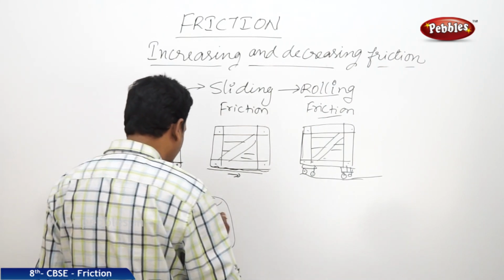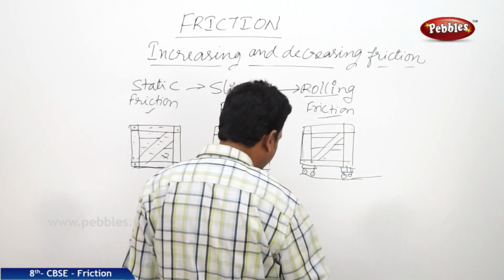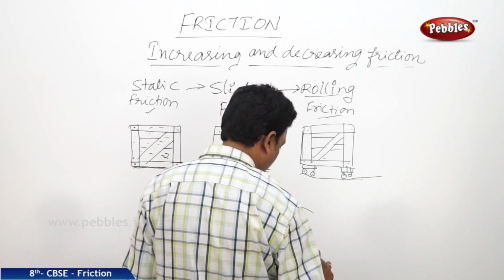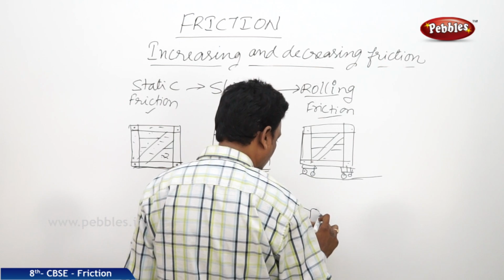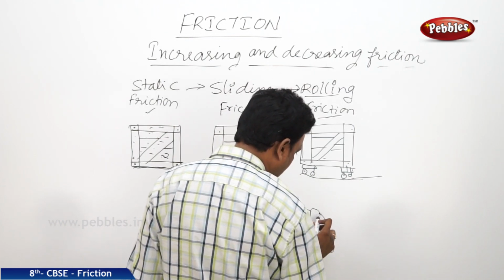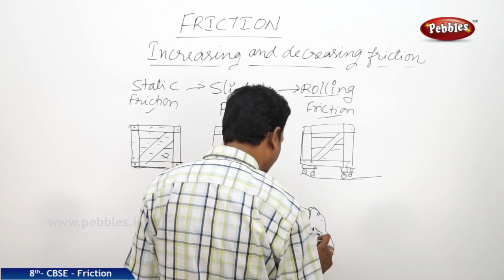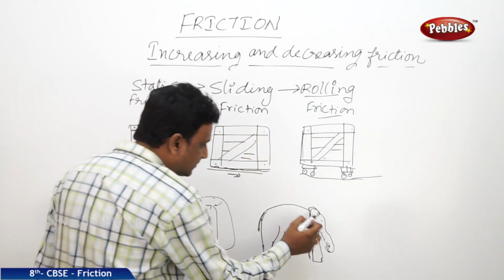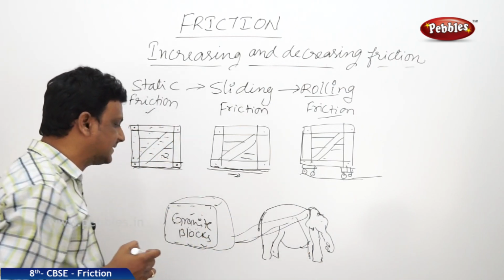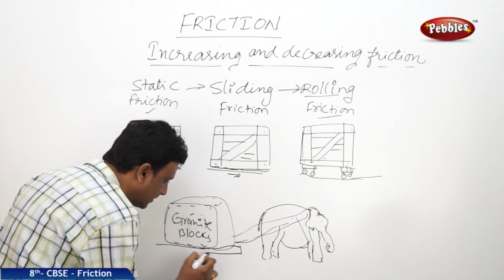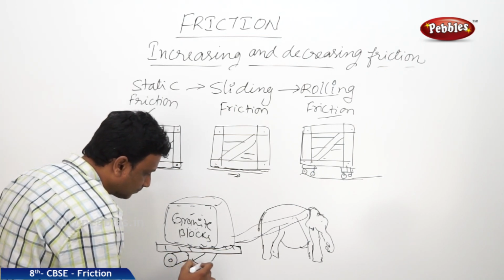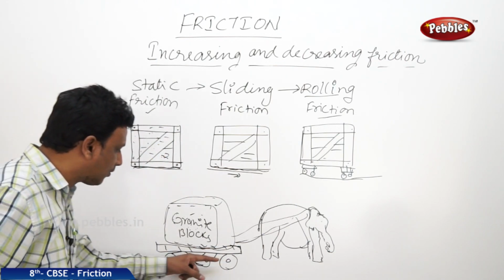So the kings, they used to carry these rocks by appointing these huge animals. You might have noticed these big elephants. So the elephants, they'll be pulling these heavy rocks. Here there is a special arrangement. The rock is placed on a plank. Below the plank, they used to keep the wooden logs. So the wooden logs, they roll.